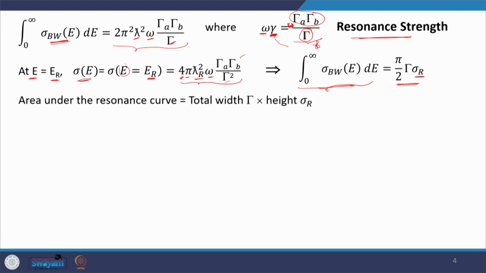Now, the area under the resonance curve is given by the total width and the height sigma r. So, the reason for expressing this integral in terms of sigma r is the following.